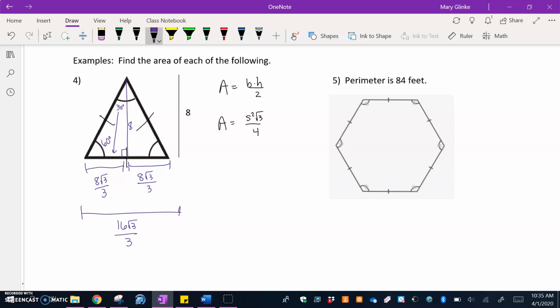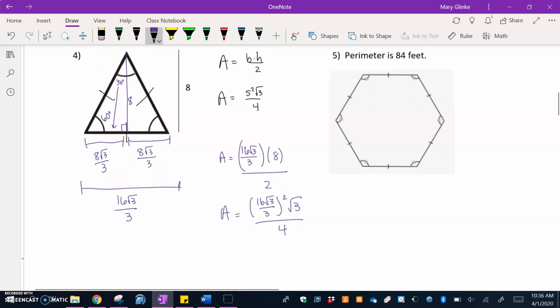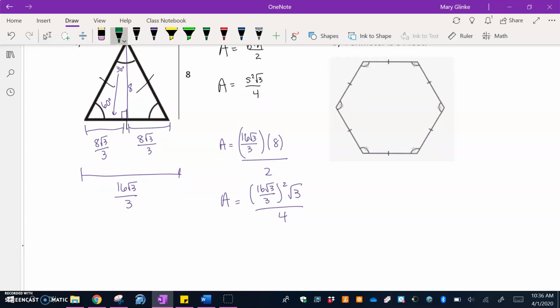So now I can use either formula. I can do base times height divided by 2. That would be 16 root 3 over 3 times my height, which is 8, divided by 2. Or I could have done my s squared root 3 over 4, which is 16 root 3 over 3 squared times root 3 over 4. And either one of these, when I simplify them, I'm going to end up with a final answer of 64 root 3 over 3 units squared for my area.